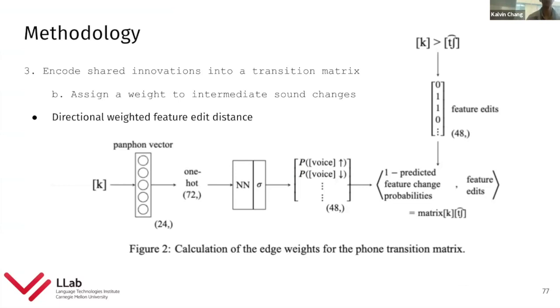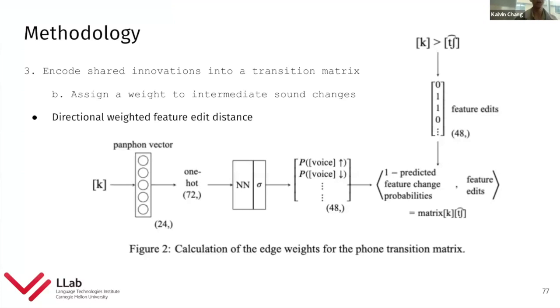using a neural network. So basically, we feed in the proto sound, we extract a panphone vector using articulatory features, we one-hot encode it, and we feed that into a neural network, which learns to predict the probability of each articulatory feature changing. And then finally, we dot that with the feature edits of when we're comparing the protoform and the daughter reflex to get the weighted feature edit distance between G and Ch.